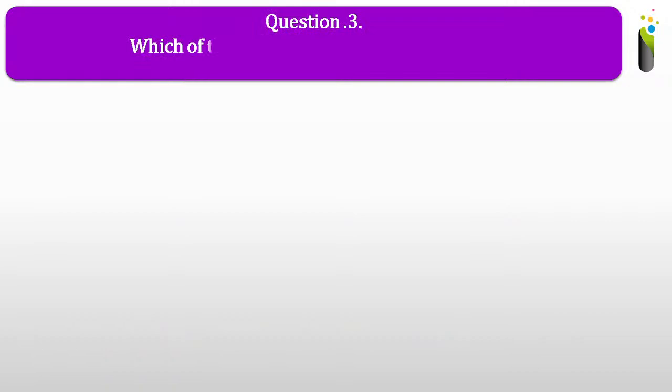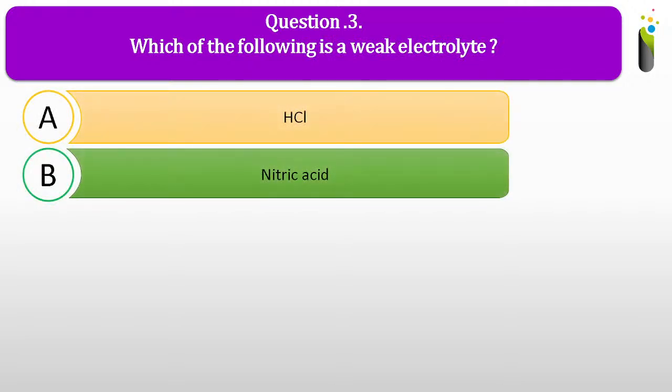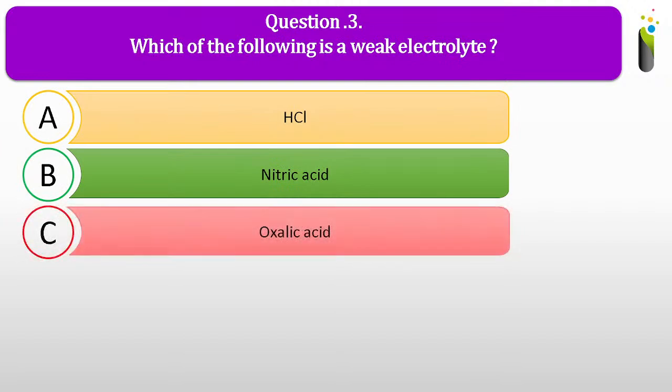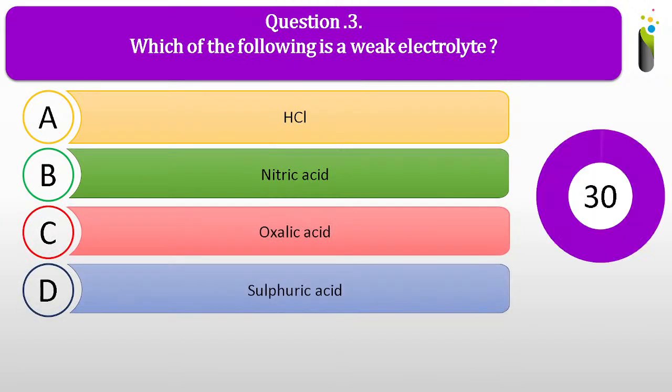Coming to the next question, number 3. Which of the following is a weak electrolyte? A. HCl, B. Nitric acid, C. Oxalic acid, D. Sulfuric acid. Which of these is a weak electrolyte?